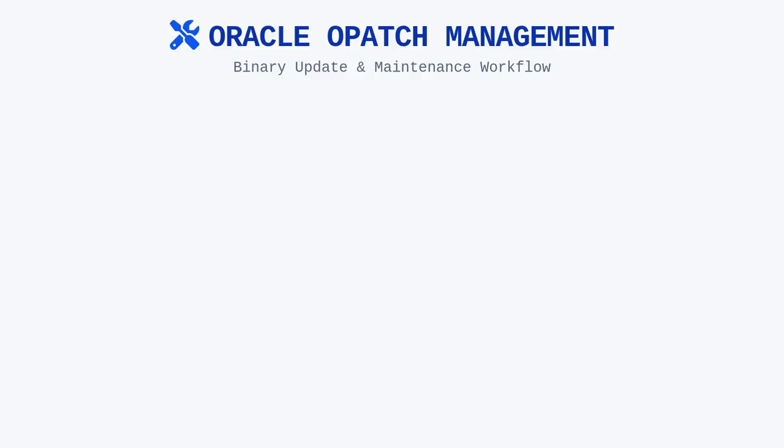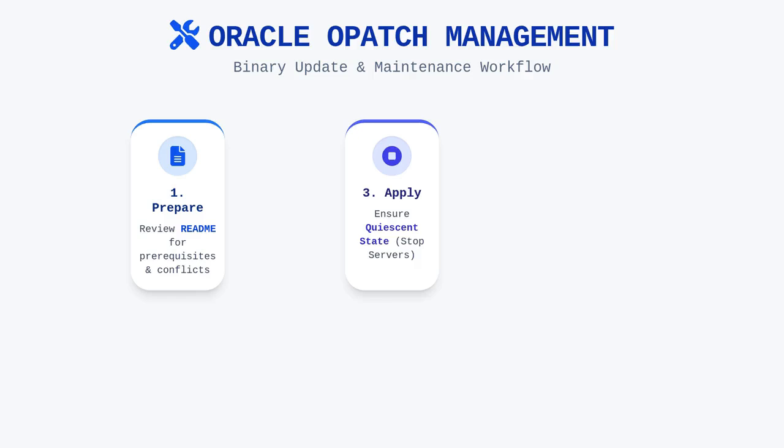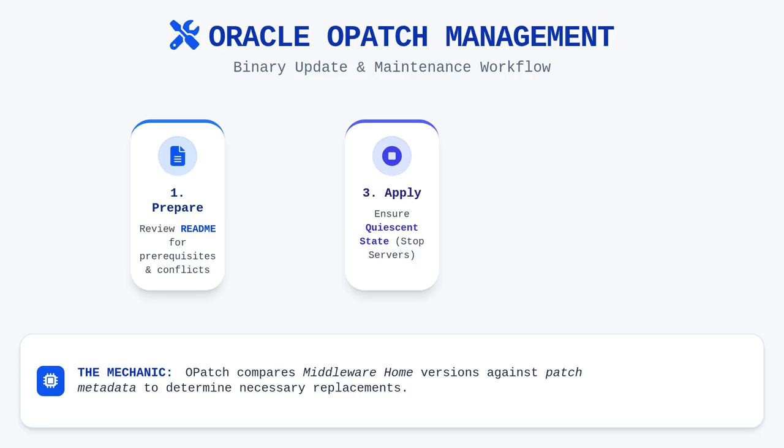Before applying any patch, you must check the README file provided with the Oracle Patch Bundle, as it highlights specific prerequisites and potential conflicts with existing components. The mechanics of patching involve the tool comparing the file versions in your middleware home against the patch metadata to determine if a replacement is necessary.